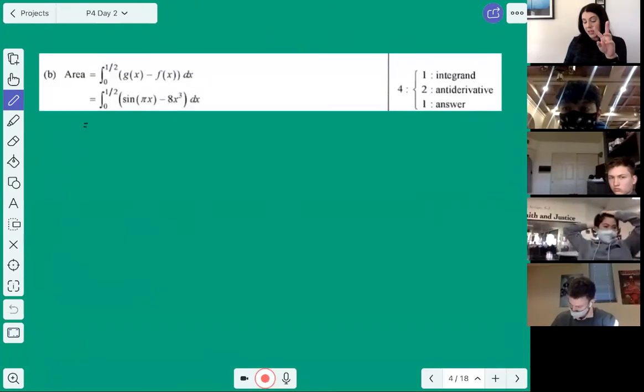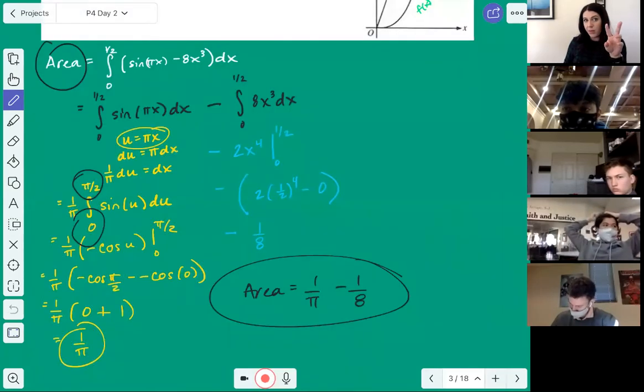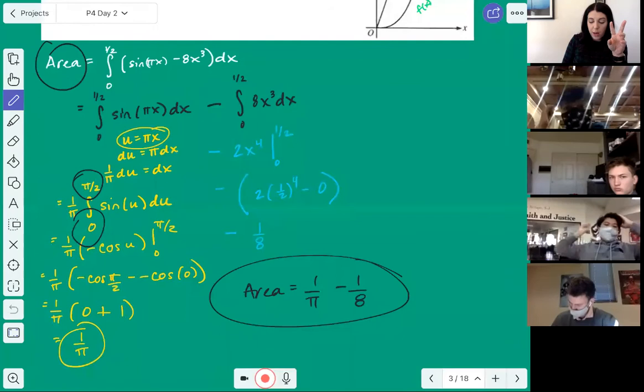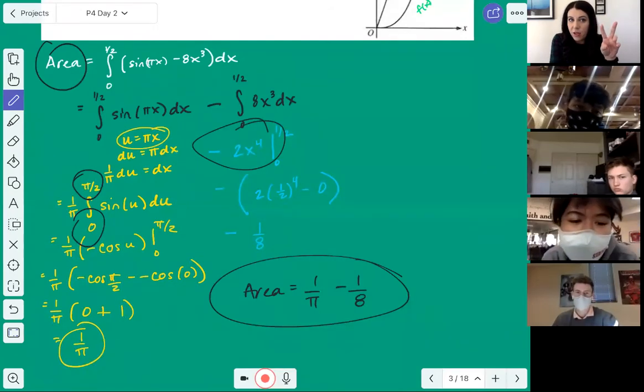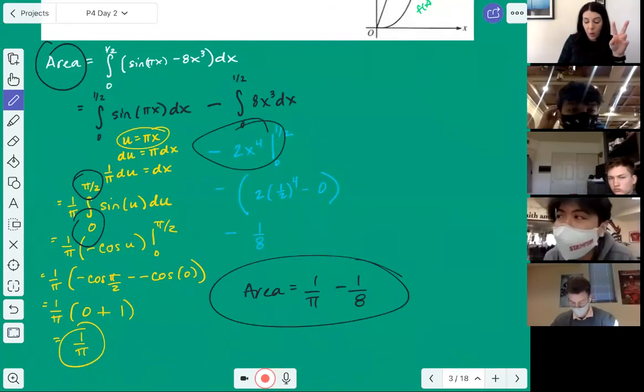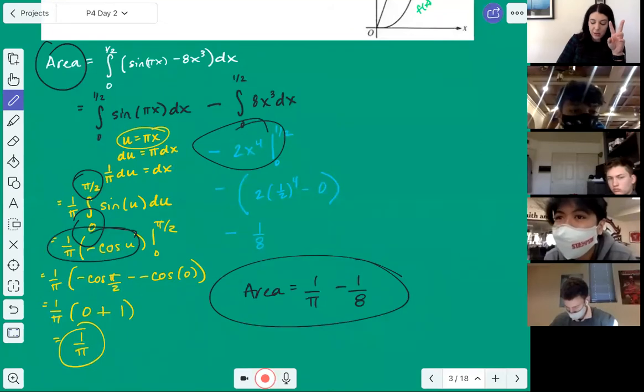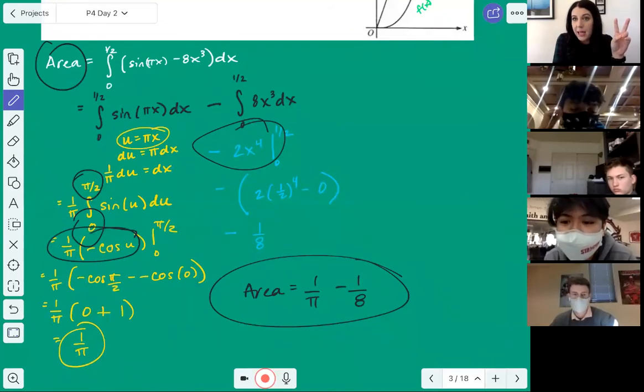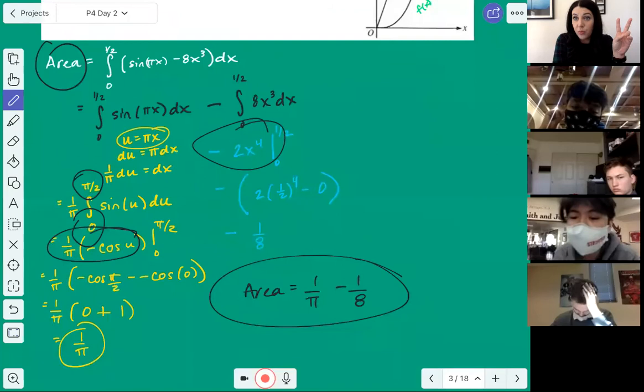So that second one is individual points, those 2 antiderivatives. That means you get 1 point for this antiderivative, the negative 2x to the 4th, and you get 1 point for this antiderivative, which is the 1/pi times negative cosine of u. Okay. So you get a point for each of those.